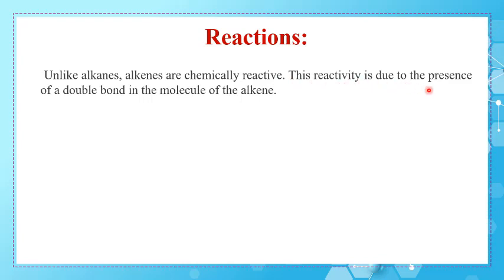Reactions. Unlike alkanes, alkenes are chemically reactive. This reactivity is due to the presence of a double covalent bond in the molecule of the alkene. So the presence of the double covalent bond indicates the reactivity of the alkene.